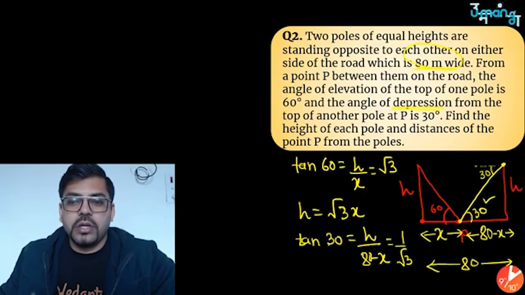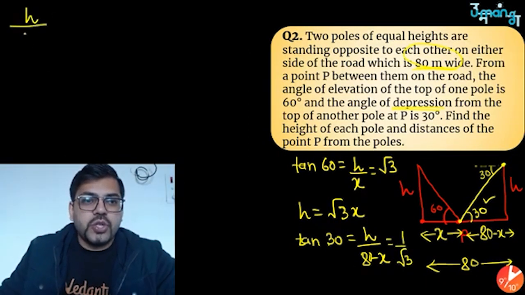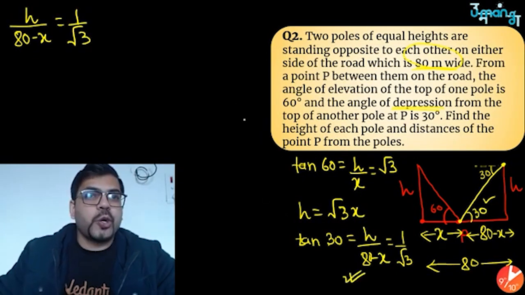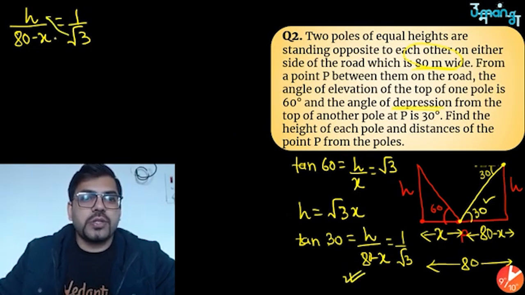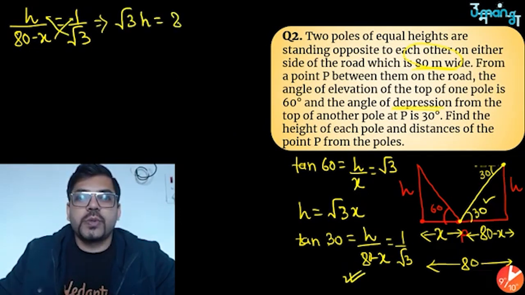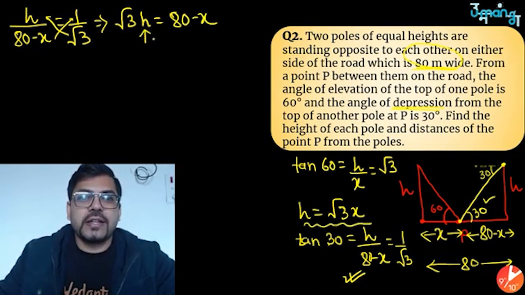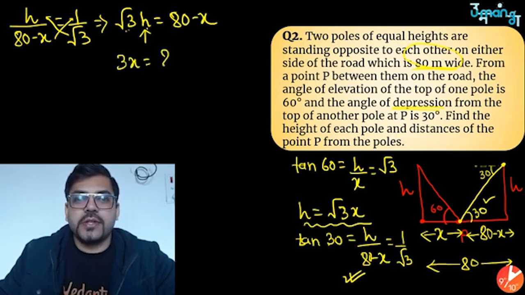So we have got h upon 80 minus x is equal to 1 by root 3. According to this, we'll do a cross multiplication. Here we have root 3 h is equal to 80 minus x. Needless to say that h is already root 3 x. So you'll put the value here, root 3 x into root 3. That will be precisely 3x equals 80 minus x, and hence you get x equals 20.